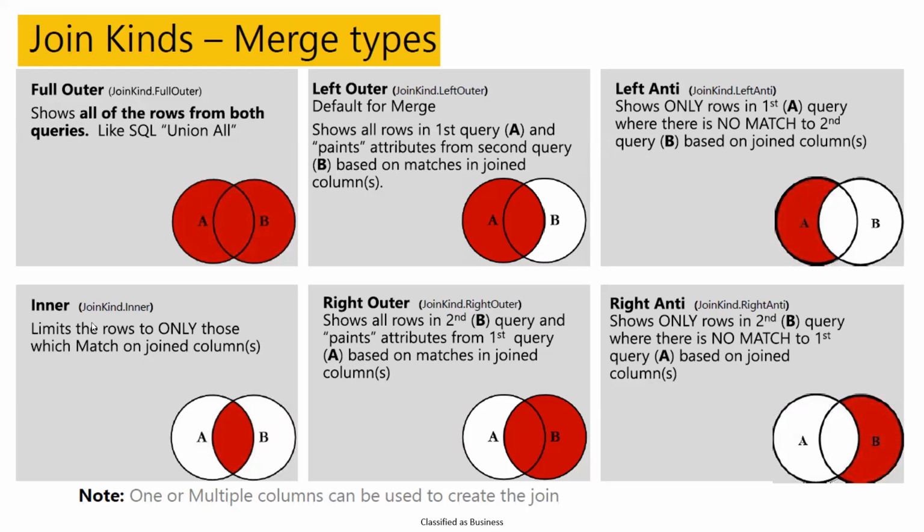Right outer is almost vice versa to the left outer. All the records from the second table, that means B table, and matching data from A table, as per the common column. Then we can make use of right outer join.